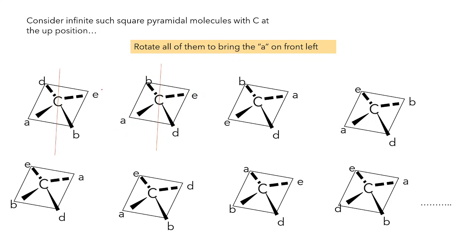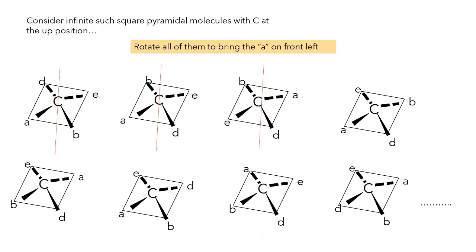And then what do we see? We see that in the first 2 molecules, A and E are opposite, and B and D are opposite also. Don't think about the rest of them, just the first 2 molecules. A and E are opposite and B and D are opposite. Same thing here, but the sense in which you move from A to B to E to D is different. So these 2 molecules are different.